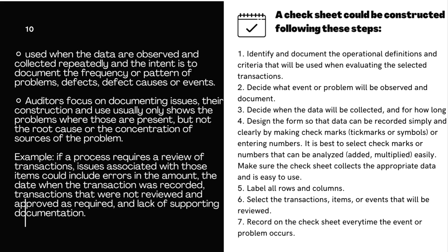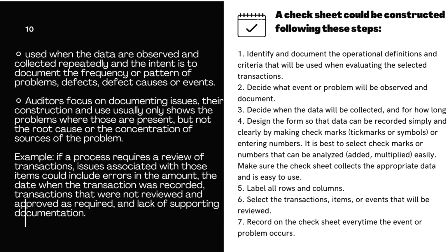It can be used when the data are observed and collected repeatedly and the intent is to document the frequency or pattern of problems, defects, defect causes, or events. Most auditors focus on documenting issues. Their construction and use usually only shows the problems where those are present, but not the root cause or concentration of sources of the problem. For example, if a process requires a review of transactions, issues associated with those items could include errors in the amount, the date when the transaction was recorded, transactions that were not reviewed and approved as required, and the lack of supporting documentation. On the right side, we can see the following steps on how a cheat sheet could be constructed.